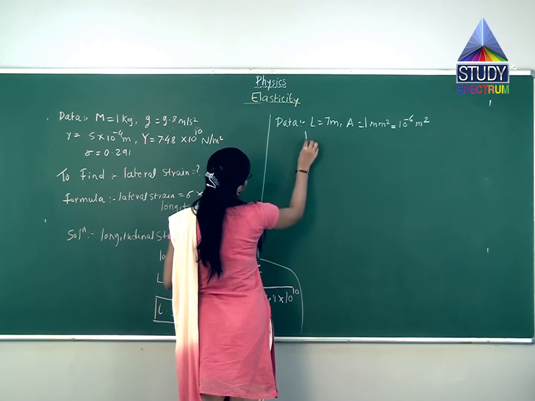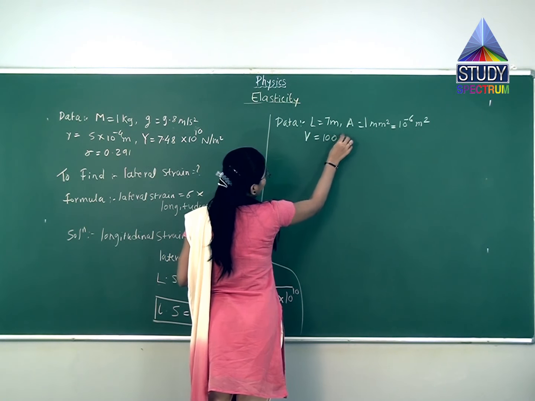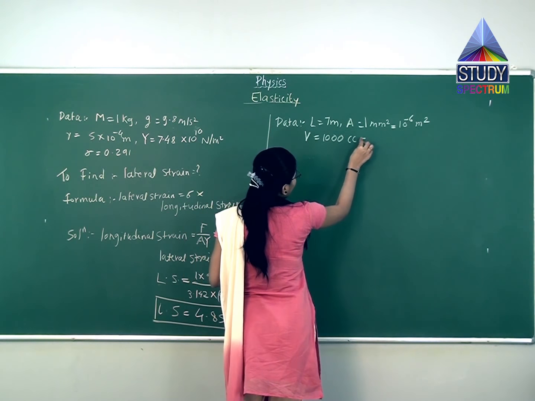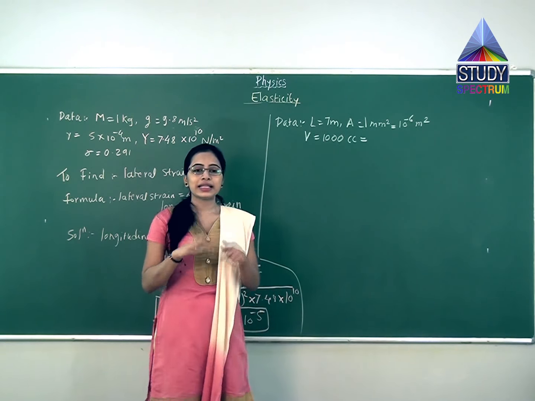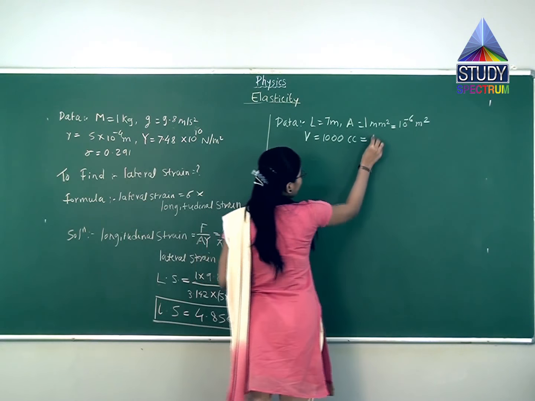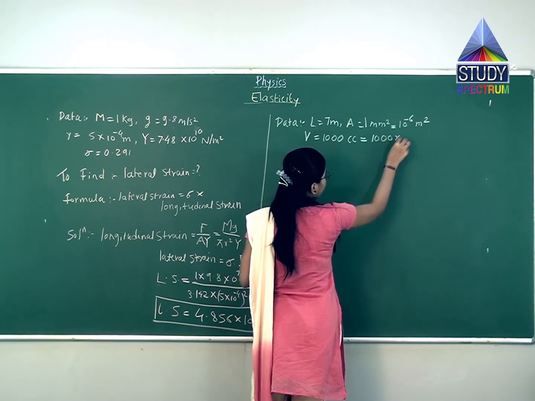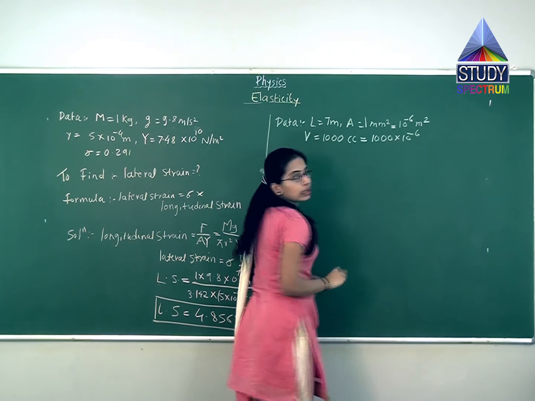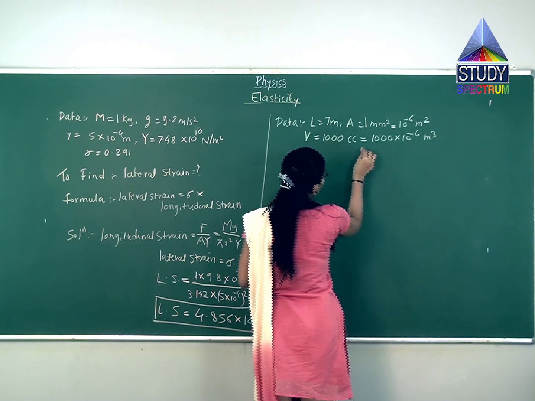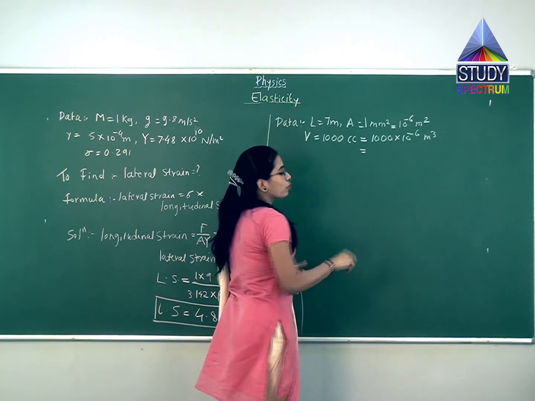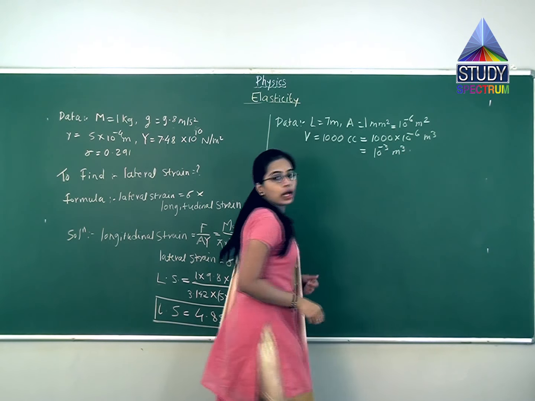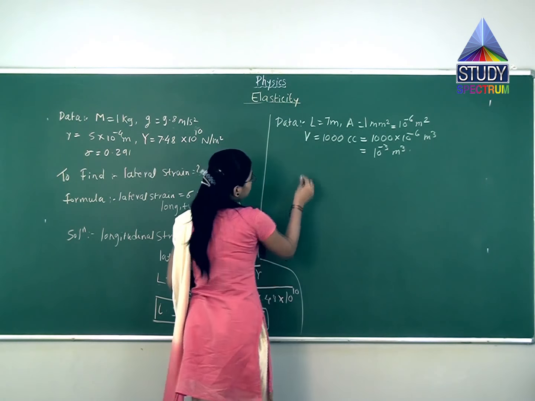Then volume is given. It is 1000 cc, so that means centimeter cube. So again we will convert it into meter cube. So it will be 1000 into 10 raised to minus 6 meter cube, which is 10 raised to minus 3 meter cube.